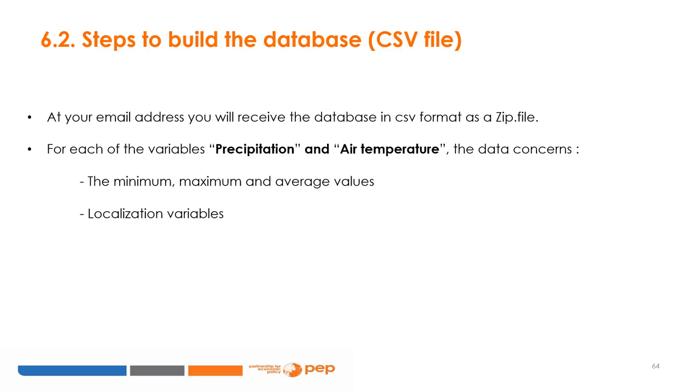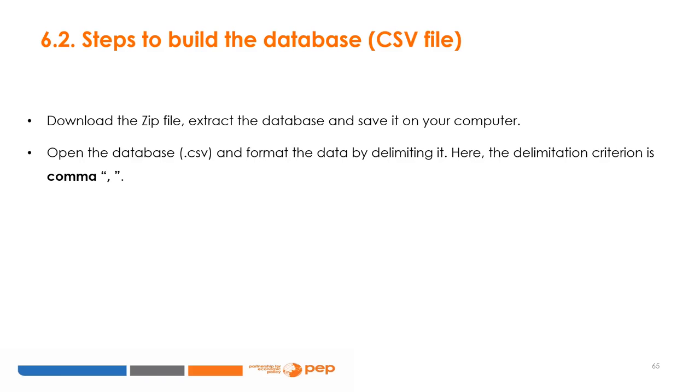You will receive a zip file at your email address, the database in CSV format. For each of the variables precipitation and air temperature, the data concerns the minimum, maximum, and average values, and localization variables. Download the zip file, extract the database, and save it on your computer.